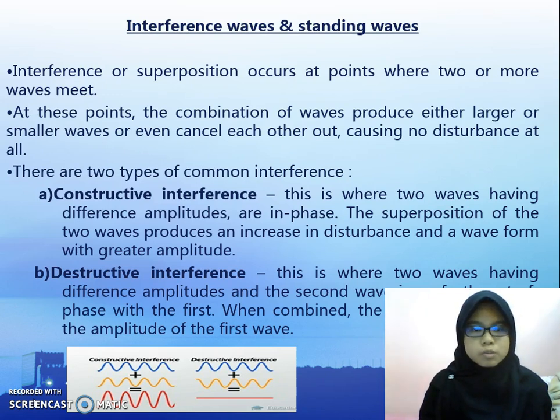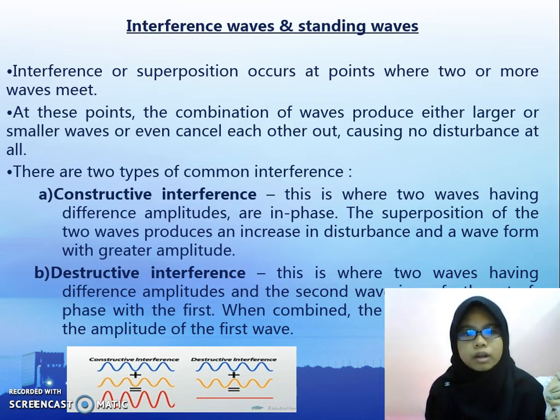Interference, or superposition, occurs at a point when two or more waves meet. At this point, the combination of waves produces either a larger or smaller wave, or even cancels each other out, causing no disturbance at all. There are two common types of interference. First is constructive and second is destructive.